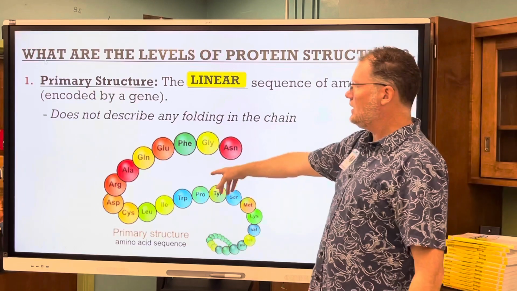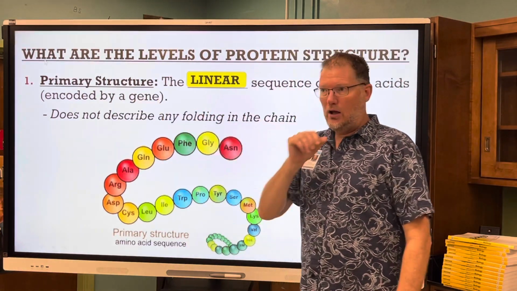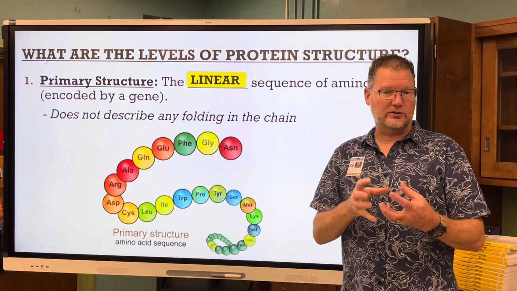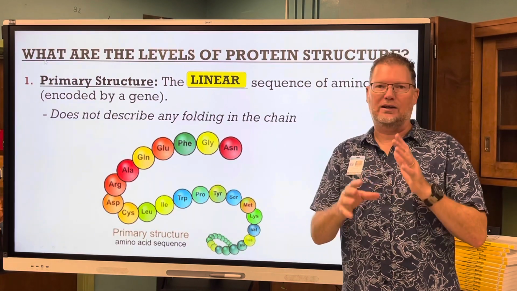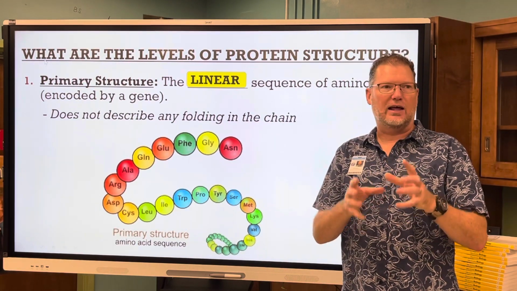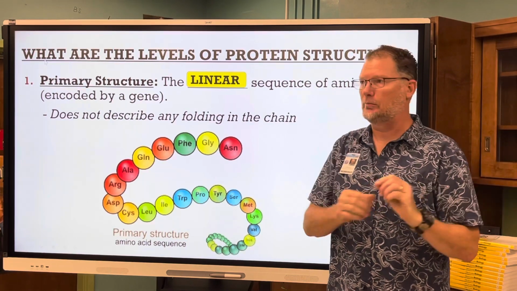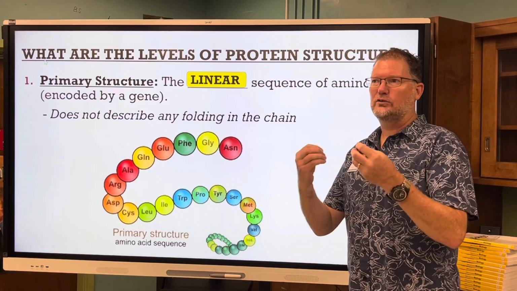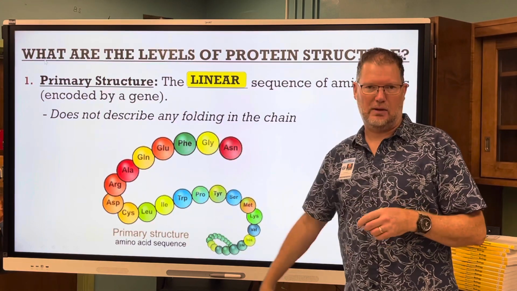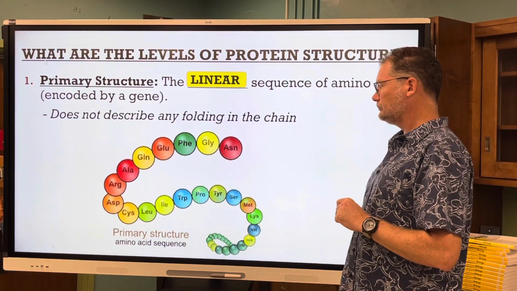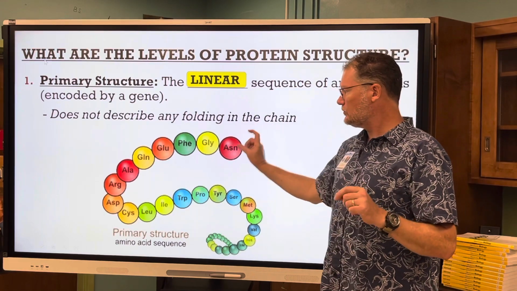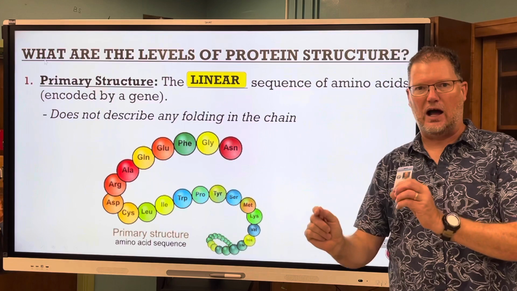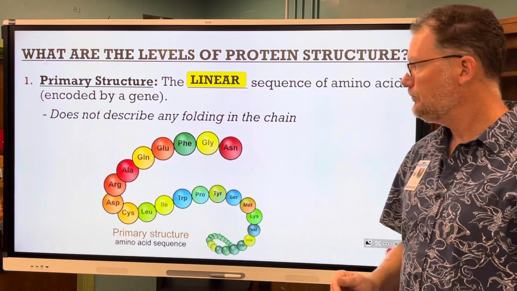And it's made by the genes, excuse me, in your DNA, in your nucleus. And there's a whole process that involves that, which we'll get into in the future. But your DNA tells your cell what proteins to make, okay? It tells your cell what amino acids to put in order to do the job of the protein.